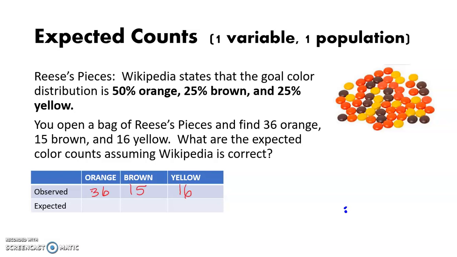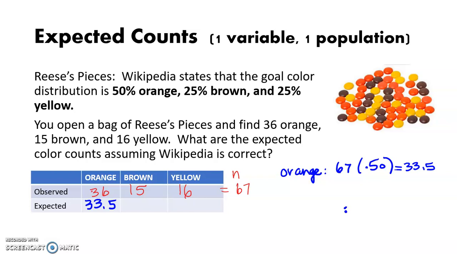So again, I've got my 36, my 15, and my 16. That's what I observed, and those add up to 67. All right, so I know that orange is supposed to be 50% of the distribution. So if there are 67 in my sample, I would expect 67 times 0.5, which is 33.5, to be my expected number of oranges. Now, I know and you know you can't have half of an orange Reese's Piece.